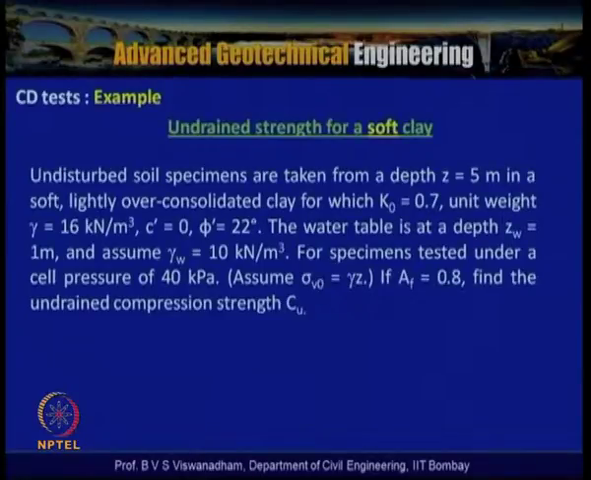For specimens tested under a cell pressure of 40 kilopascal, assume that sigma V naught is equal to gamma z. And if AF is equal to 0.8, find the undrained compression strength Cu. So here, AF, the Skempton stress parameter at failure, is given as 0.8. So the solution works out like this.